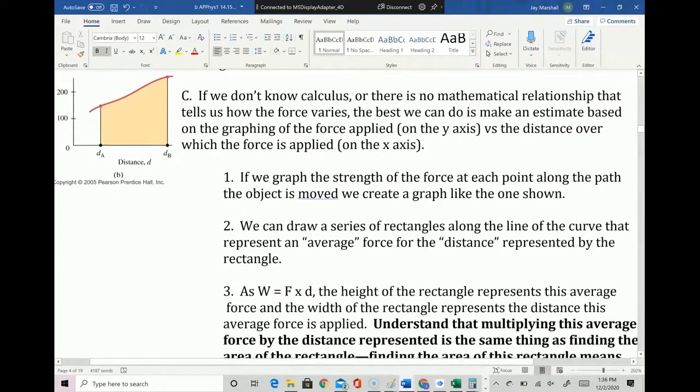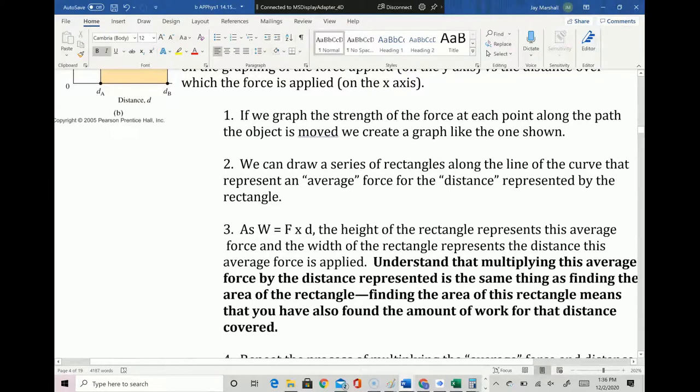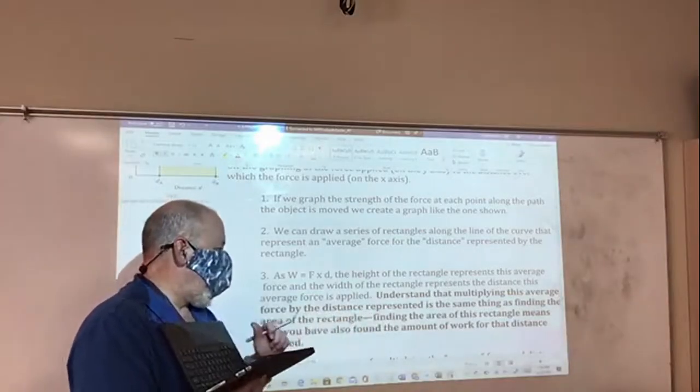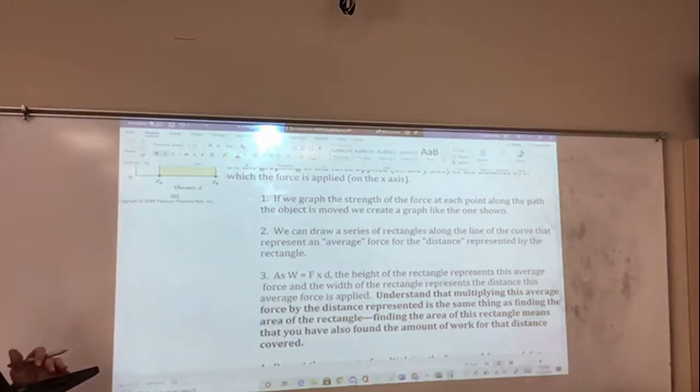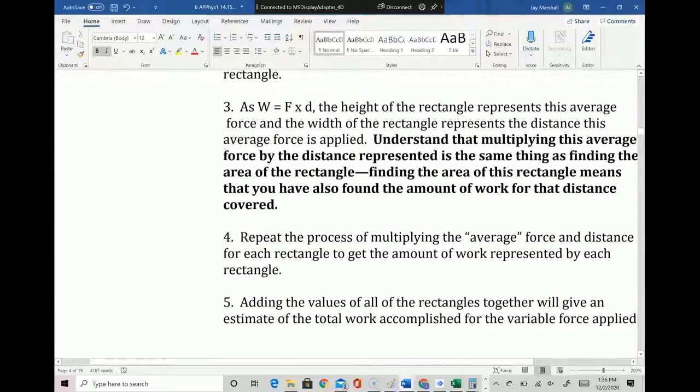So if we graph the strength of the force at each point along the path the object is moved, we create a graph like the one shown. We can draw a series of rectangles along that curve that represents an average force for that distance. As work equals force times distance, the height of the rectangle represents this average force, and the width of the rectangle represents the distance. Understand that multiplying this average force by distance represented is the same thing as finding the area of that rectangle. So finding the area of this rectangle means that you've also found the amount of work that you've done for that distance. Okay?